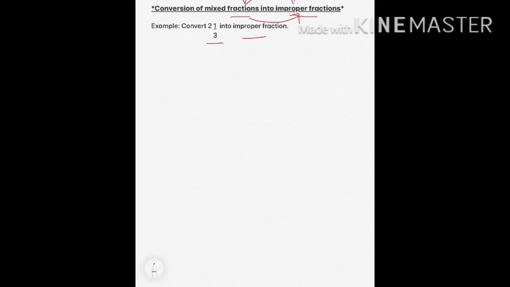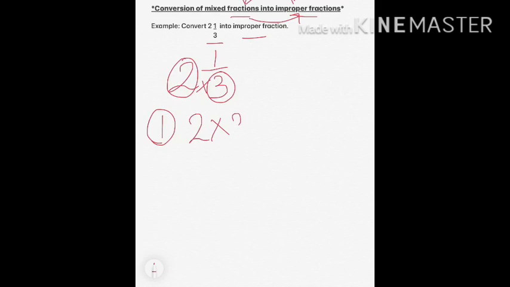So here's an example in front of you. There's a method of doing it, students. Just remember this method. 2 1 upon 3. First step, multiply the whole number with the denominator. So what is the whole number? 2, and what is the denominator? 3. So the answer is 6. Now whatever is the product, the answer of multiplication is the product, no?